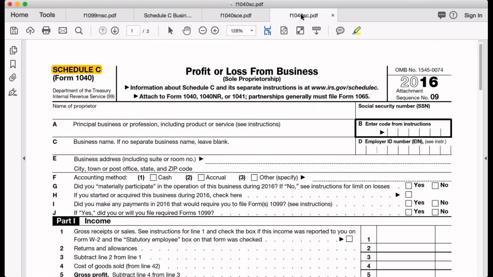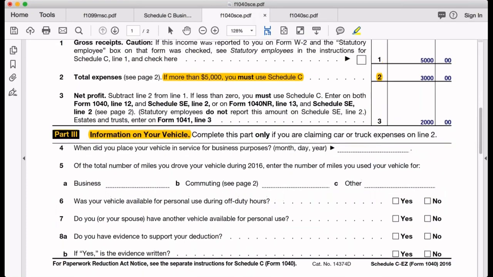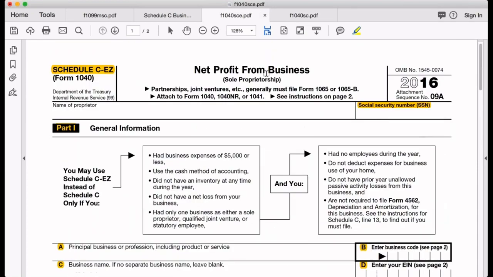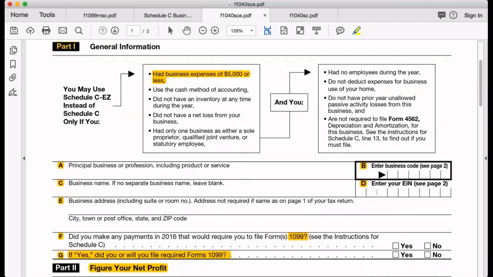So all right, if you want to take something away from Schedule C-EZ, number 1 is easy, very simple to use, not a lot of questions. Number 2 is you can only use it for customers who have business expenses of $5,000 or less. It doesn't matter, it's not talking about income. It's talking about business expenses, because the IRS wants you to break down the expenses if you have more than $5,000. Perfect.